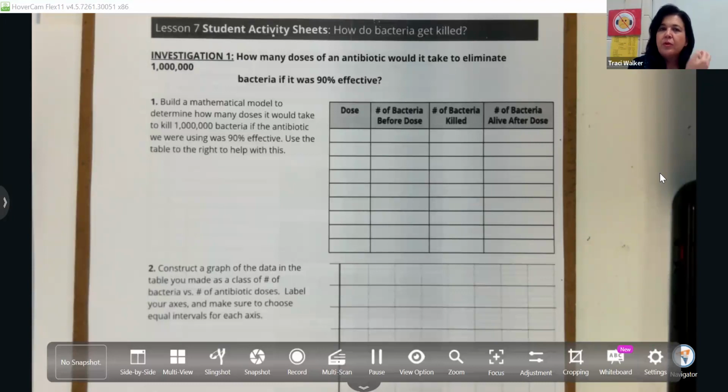And although antibiotics are very effective, they're not 100% effective. So to make our math easier, we're going to say that this antibiotic is 90% effective. Most antibiotics are more effective than that. But you'll see what happens even in our next model. We're going to do an antibiotic that's 99.99% effective. And even then, it's still not 100%.